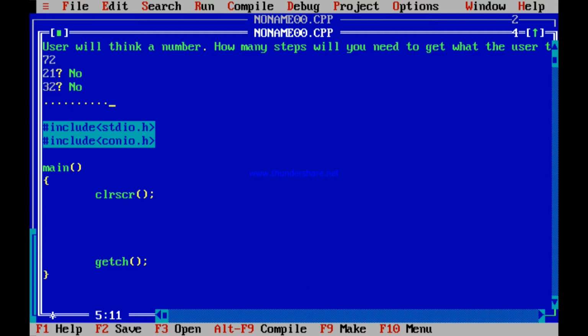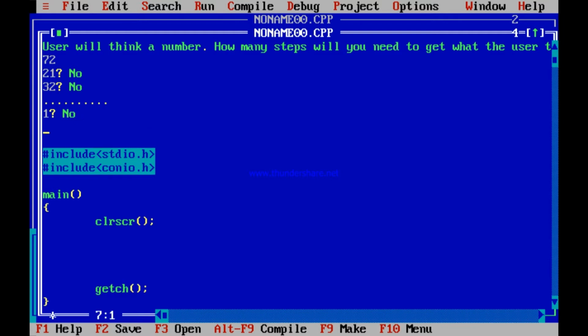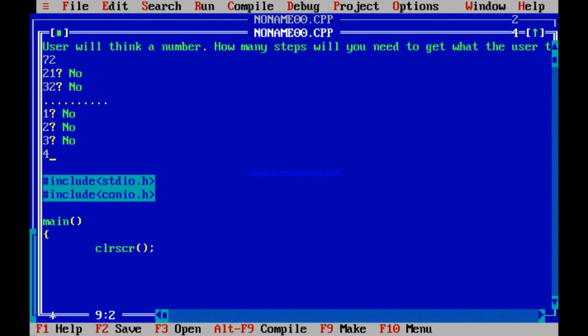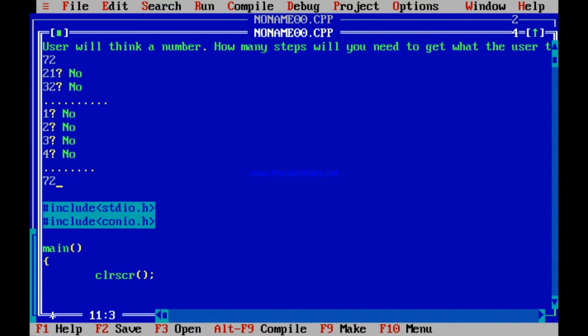So can there be a way like this? Say, you ask the user, did you guess 1? The user will say no. Next you ask the user, did you guess 2? The user will say no. Then you ask, did you guess 3? No. Did you guess 4? No. In this way, after a certain point of time, will you reach 72? And the user will say yes, because 72 is the number the user thought.